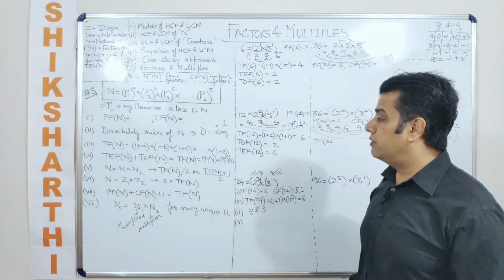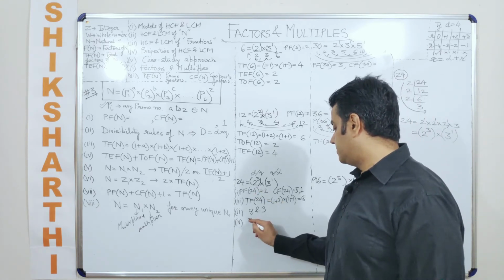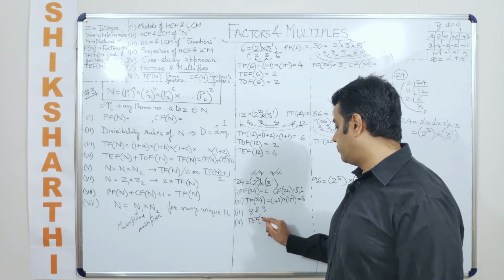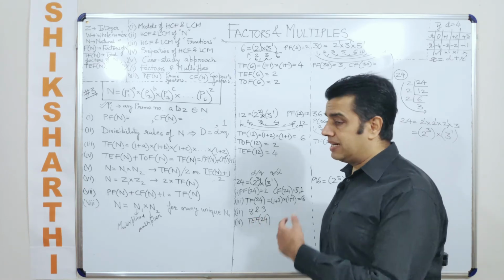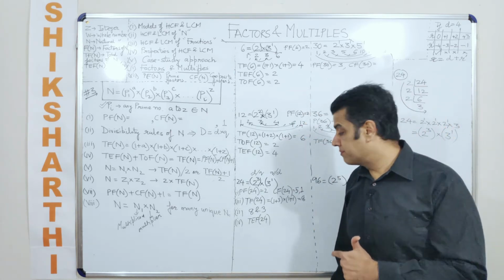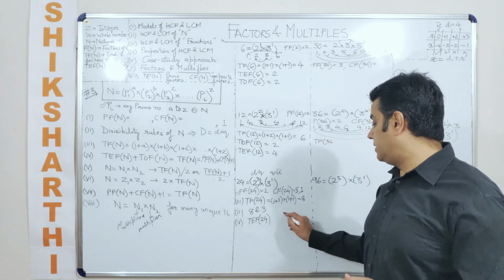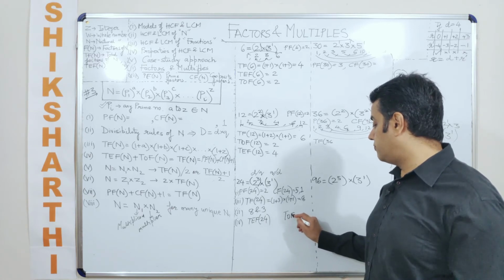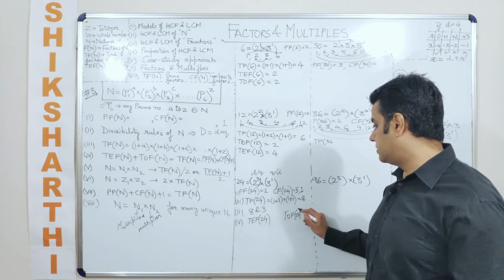Now we know the total number of factors is 8. So can I find out the total number of even factors of 24? Yes. One way is I write down all the factors and then count the number of even factors among them. Another way is I can find out the total number of odd factors of 24 first.